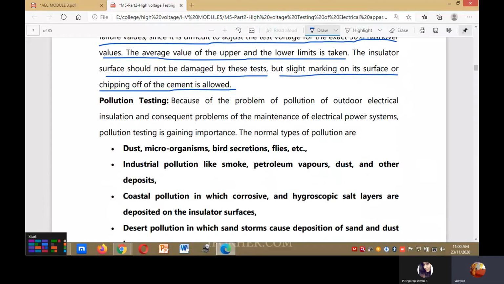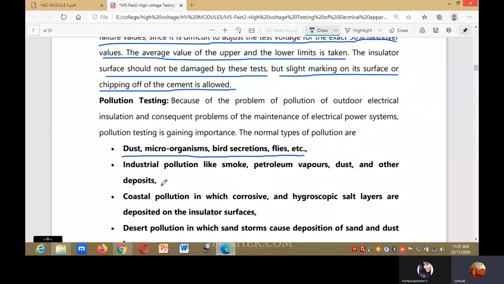Pollution test. Because of the problem of pollution of outdoor electrical insulation and consequent problems in the maintenance of electrical power systems, pollution testing is gaining importance. Usually an insulator is not protected, because on the insulator dust, rain, smoke and many other pollutions will occur. You can observe here dust. Normal types of pollution are dust, microorganisms, bird secretions, flies, etc.